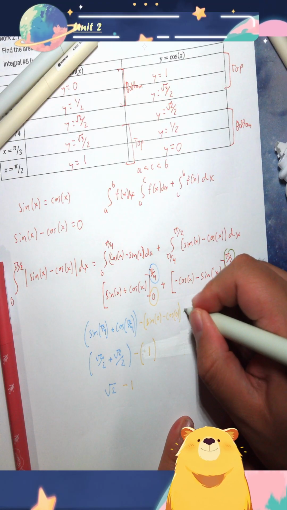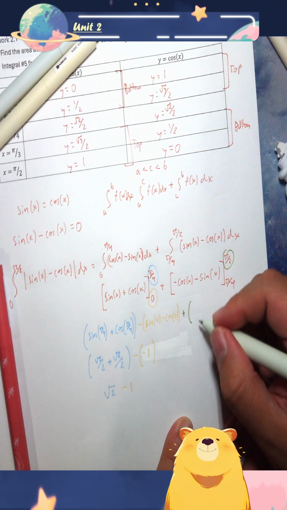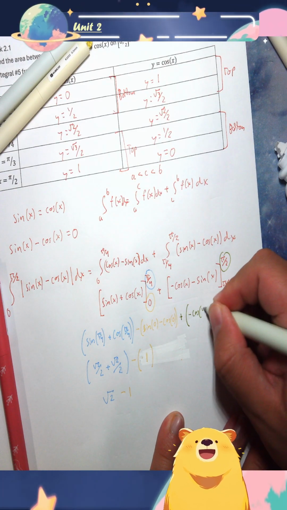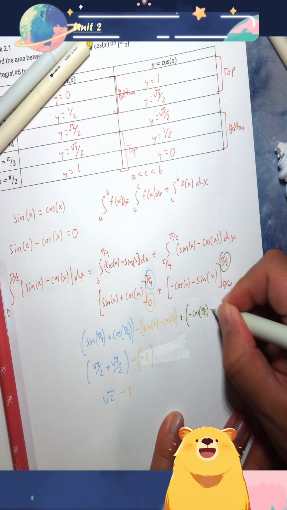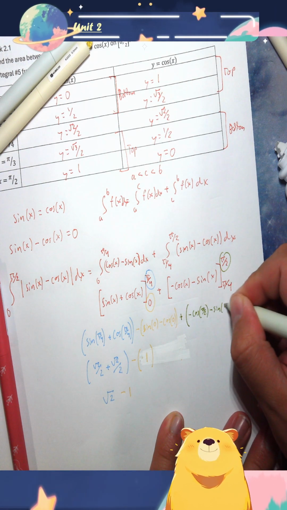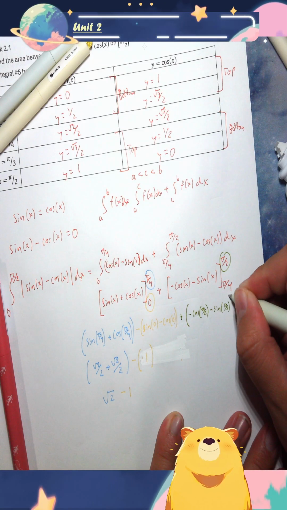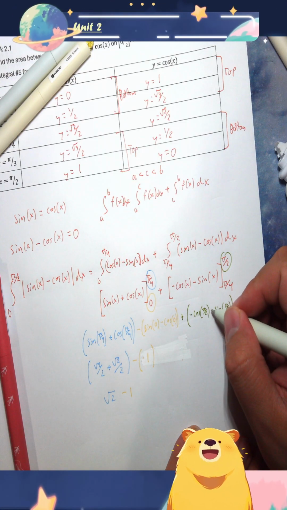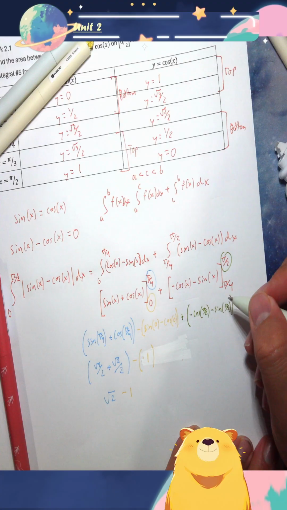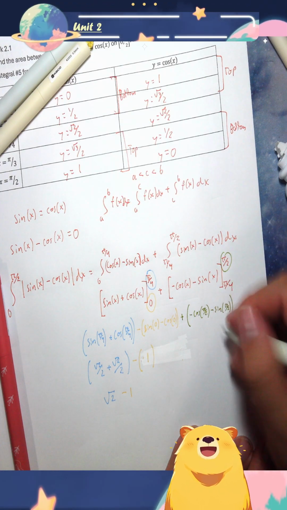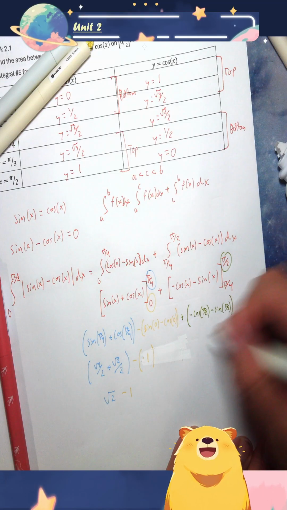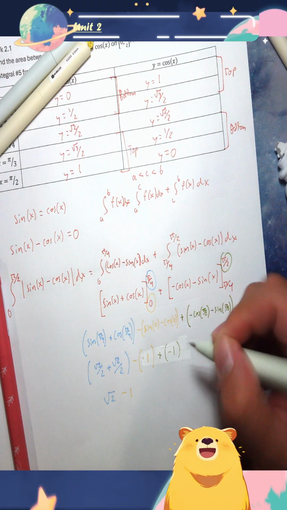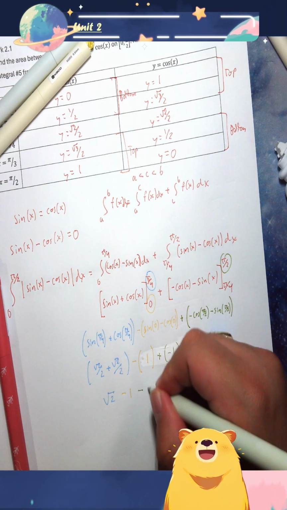And then we'll do this other integral result. We have plus, in parentheses, negative cosine of pi over 2 minus sine of pi over 2. Negative cosine of pi over 2 is going to be negative 0, which is 0. And then negative sine of pi over 2 is negative 1. So we have plus a negative 1, which is just minus 1.